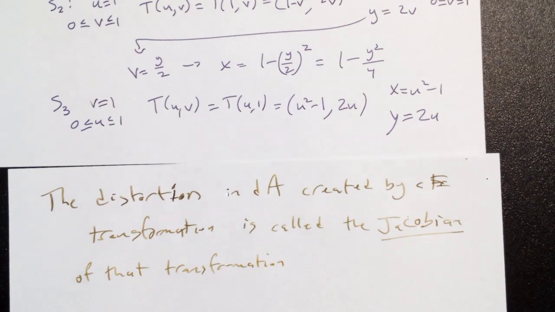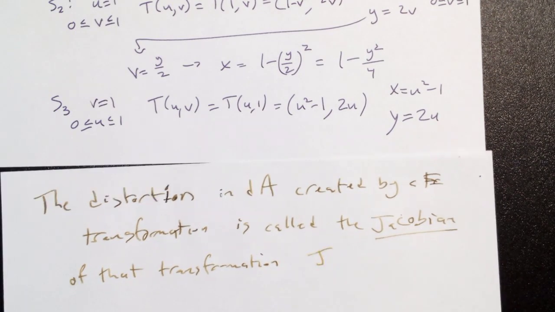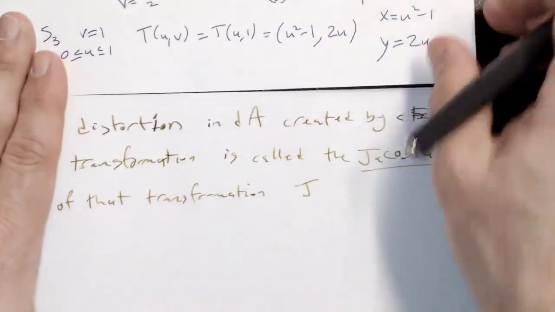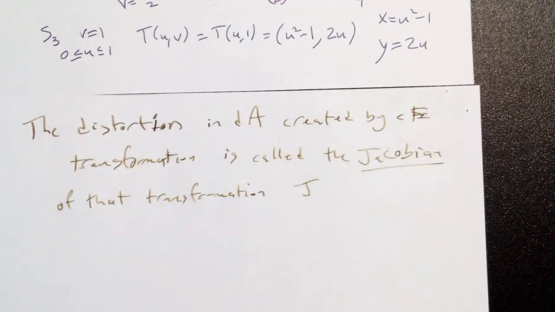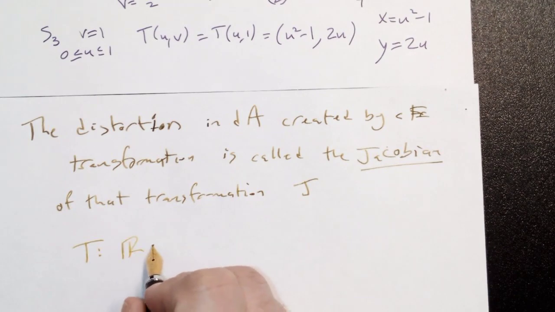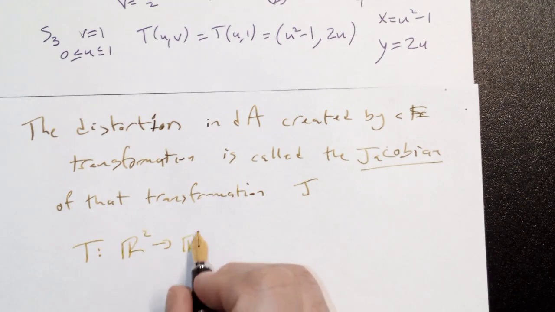Now, most Jacobians are usually given like J as a symbol. But that doesn't tell me where we're going and what we're coming from and all that other stuff. I need to have a transformation, in our case, from 2 dimensions to 2 dimensions.